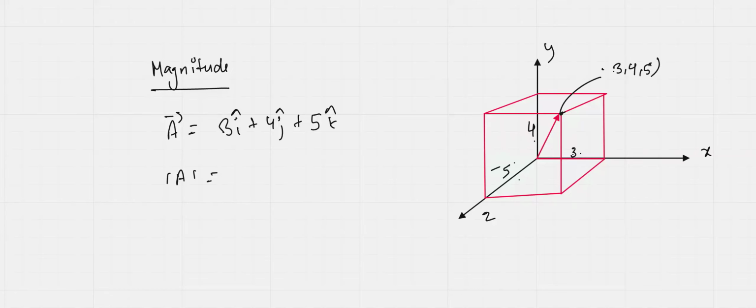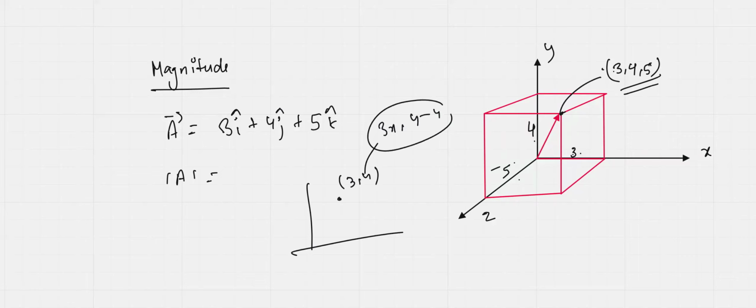In the coordinate axis we represent any point with this, right? If I have to represent this point in the xy plane, it will be 3 and 4: 3 in x direction and 4 in y direction. Similarly here, this point is nothing but 3 in i, 4 in j, 5 in k. XYZ.